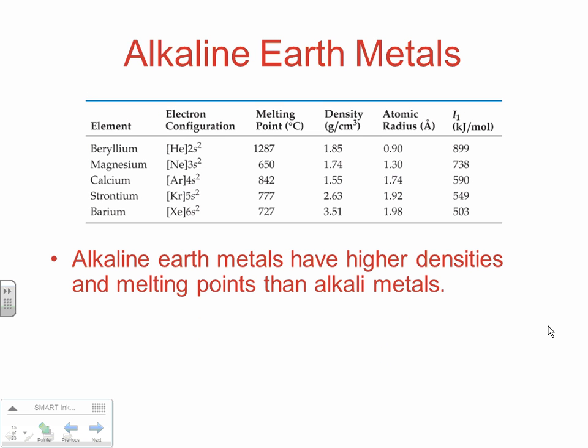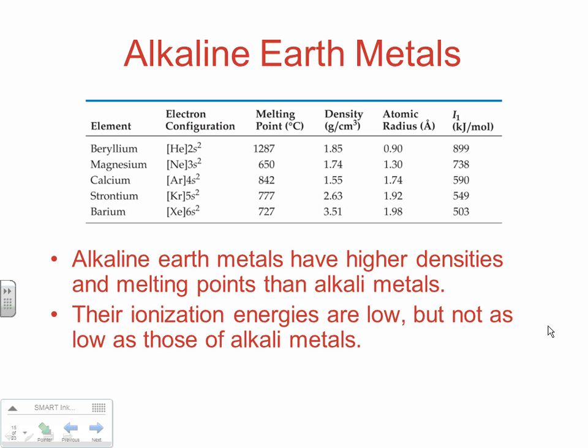Now, second group of note on the periodic table would be the alkaline earth metals. Alkaline earth metals are similar to the alkali metals in terms of many of their properties, but they are higher in density and in melting point than the alkali metals are. They also tend to have higher ionization energies, and all of those things would make sense if you think about the fact that moving to the right, you would increase in nuclear strength or effective nuclear charge.